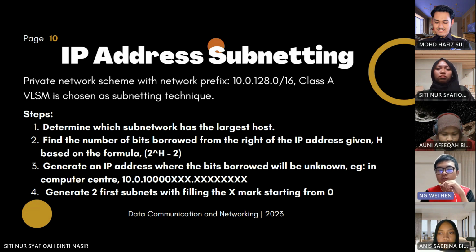All right. In order to do so, we have several steps for the subnetting calculation. First, determine which subnetwork has the largest number of hosts and find the number of bits borrowed from the right of the given IP address, with the value of h based on the formula 2 to the power of h minus 2, and generate an IP address where the bits borrowed will be unknown, then replaced with the letter x, just like the example shown.